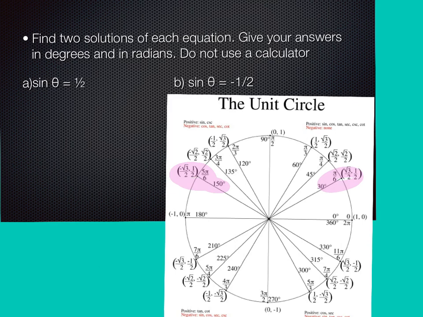So it says give your answers in degrees and radians. In degrees, it would be 30 degrees and 150 degrees. And in radians, it would be pi over 6 and 5 pi over 6.